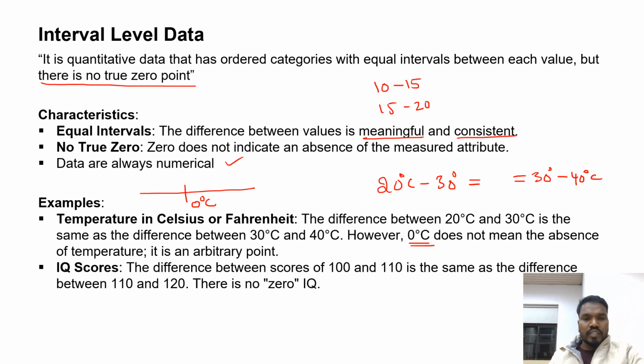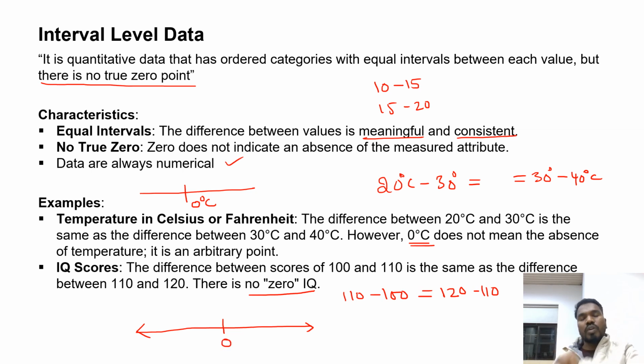Similarly, look at this example. The difference between 110 and 100 is the same as the difference between 120 and 110, right? Again, when I'm saying zero IQ, what is the meaning of that? We have the scale of IQ, which is measured from some number to another number on that particular scale. So that particular person is having zero IQ. That is the meaning of no true zero point. Clear?